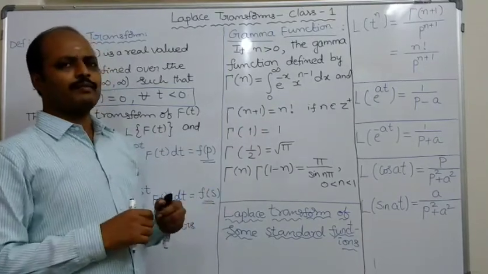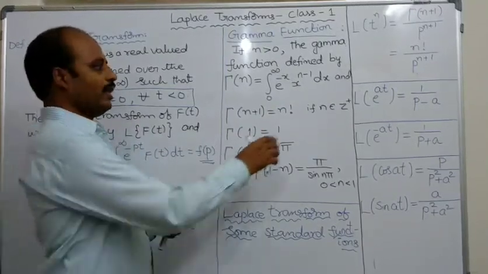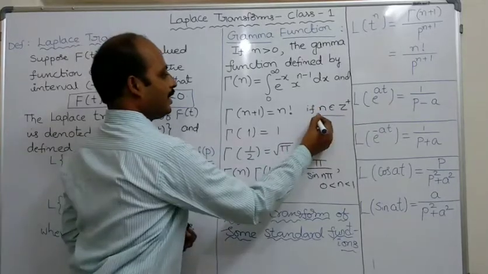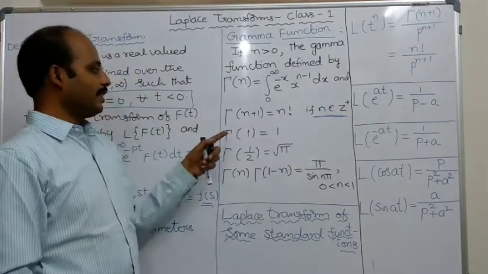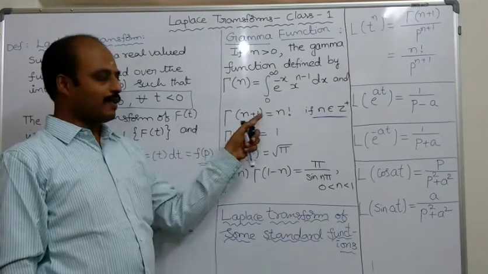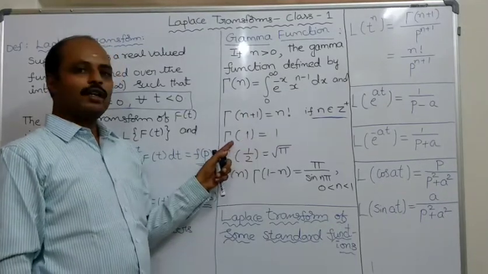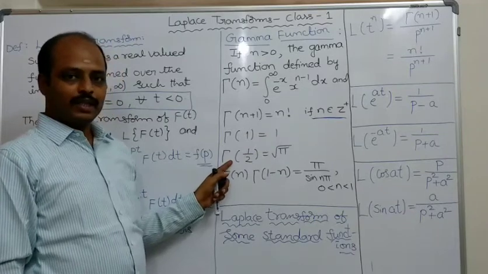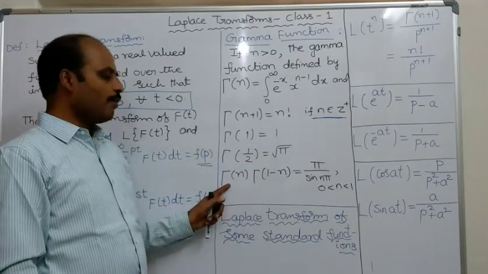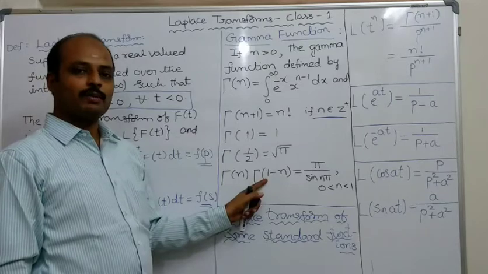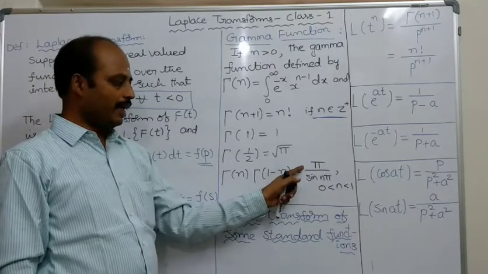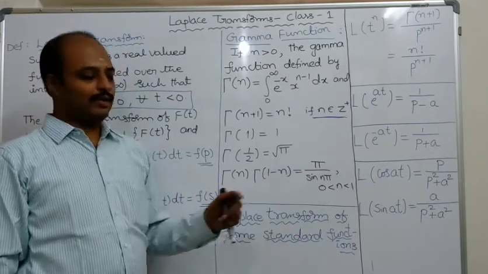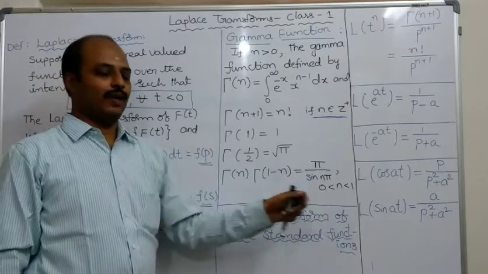Some properties of gamma function are very useful. If small n is a positive integer, then gamma of n plus 1 is equal to n factorial, gamma of 1 is equal to 1, gamma of 1 by 2 is equal to root pi, gamma of n into gamma of 1 minus n is equal to pi by sin n pi, where n lies between 0 and 1.